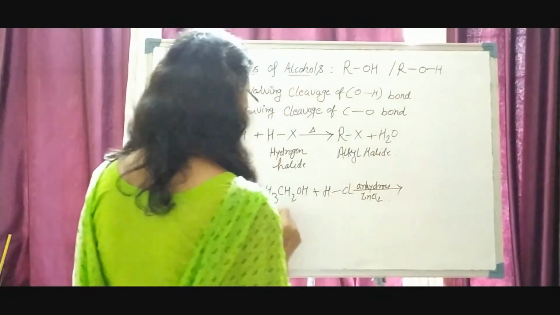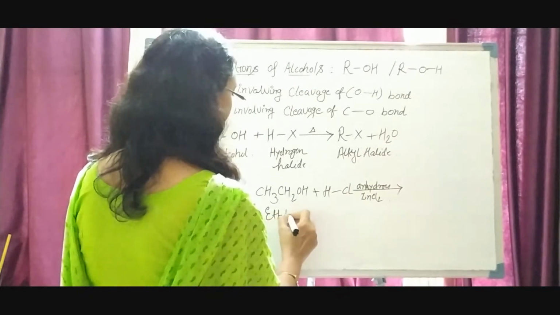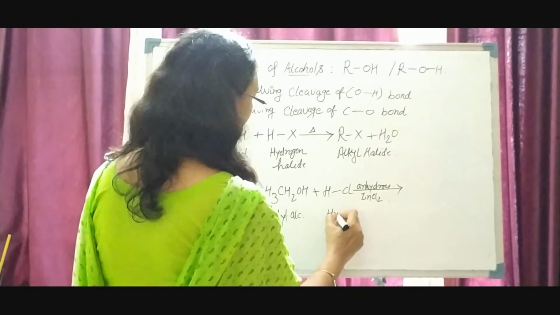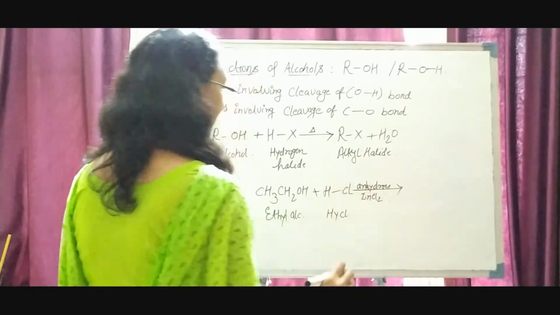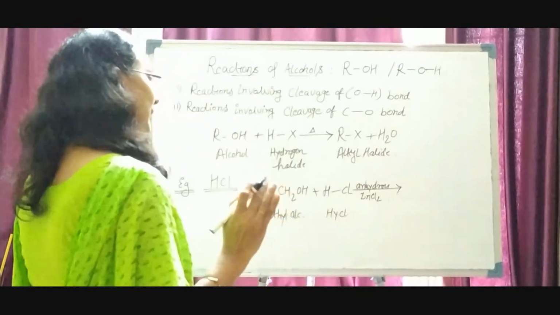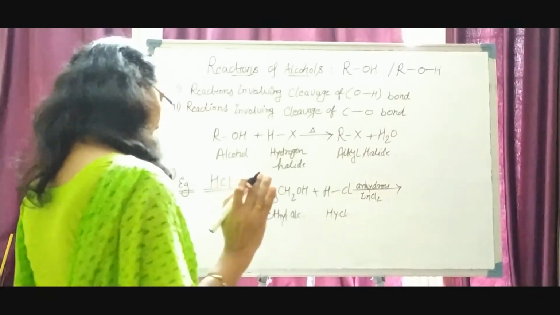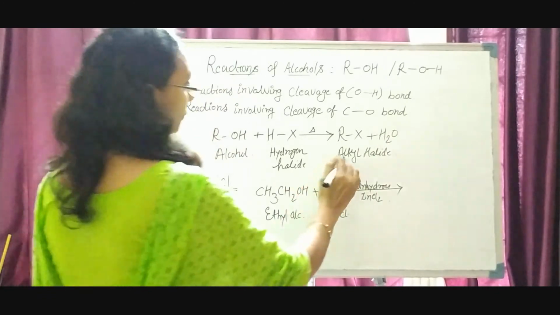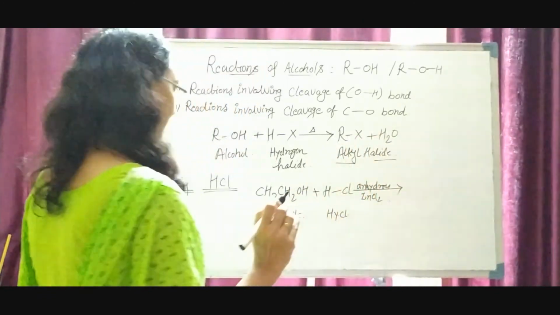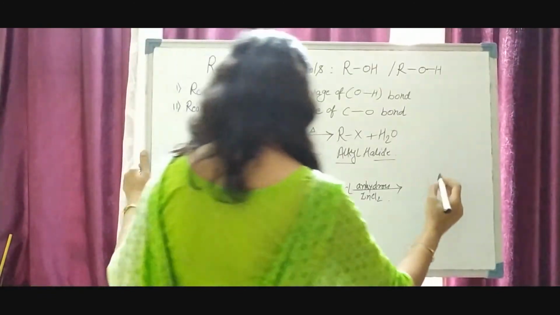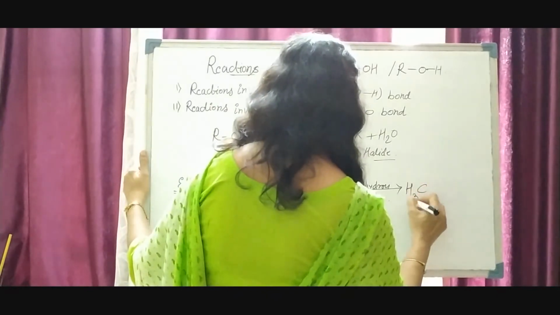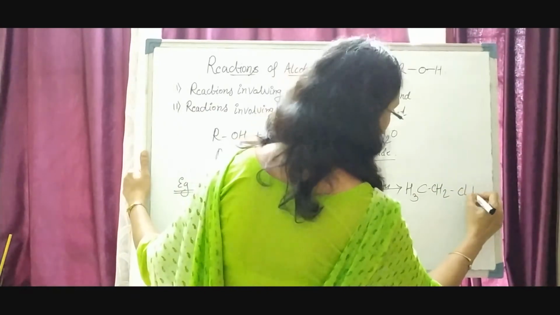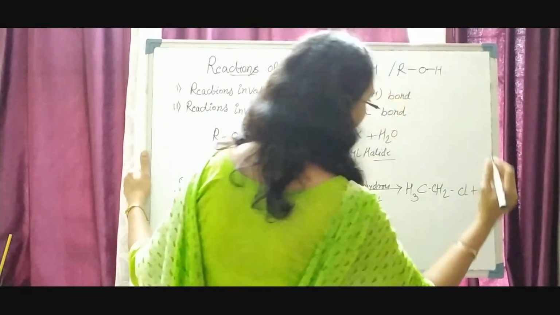ZnCl2. Ethyl alcohol in presence of hydrogen chloride, HCl, when heated in presence of zinc chloride, what are we going to get? We are supposed to get one alkyl halide. Which alkyl halide will we get? CH3CH2Cl with the liberation of a water molecule.